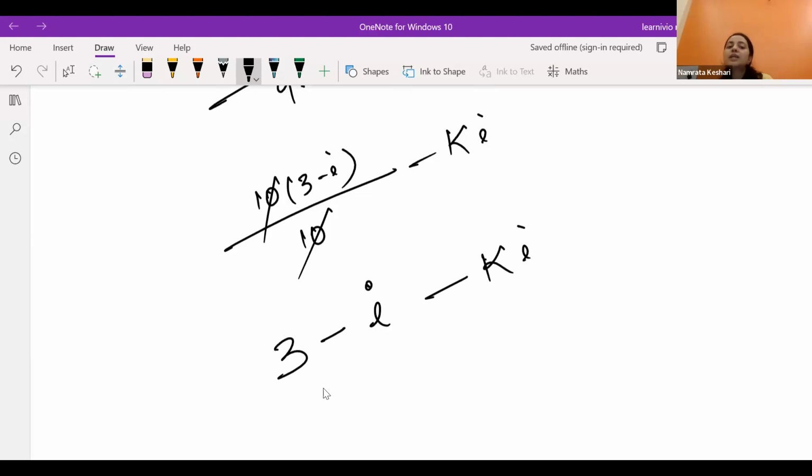If we try keeping the i term together, just try writing it in the form of a complex number. Okay, so we will be getting minus, let's take common, 1 plus k. Can we write it like this, where 3 is the real part, and minus (1 plus k) is the imaginary part? Can we write it like this? Can we?